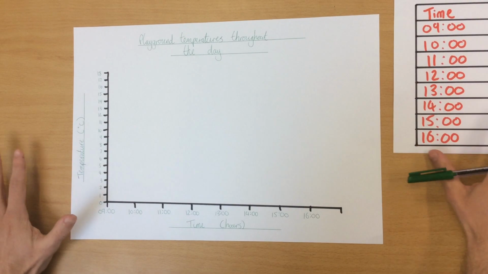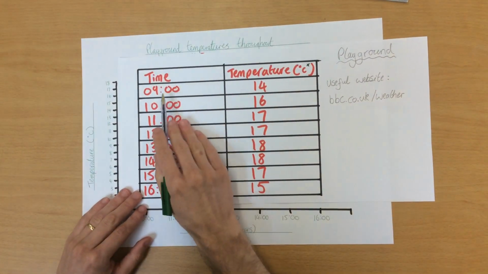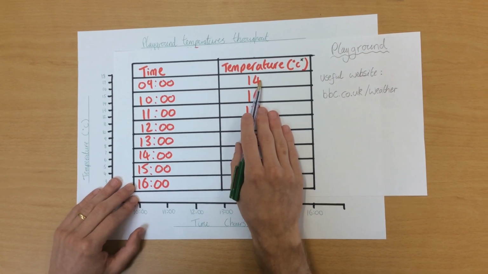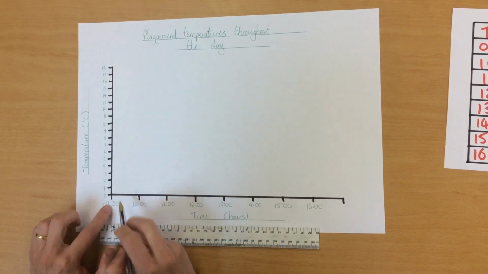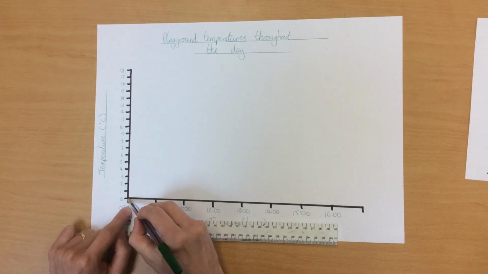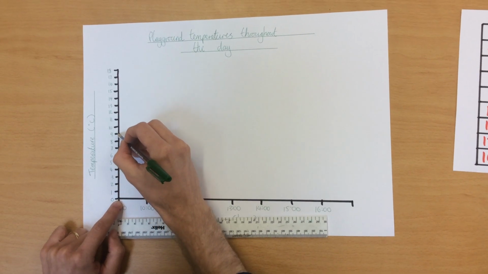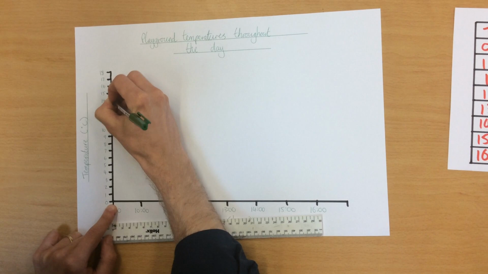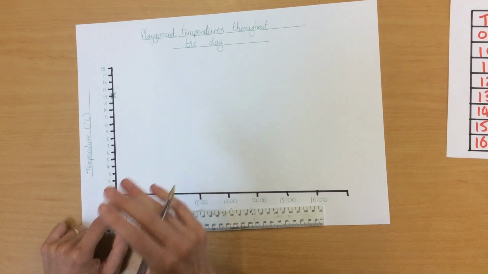Right, now you've set up your table, it's time to actually plot some of your data. So first of all, at 9 o'clock, according to this, the temperature in the playground was 14 degrees Celsius. Right then, so I'm going to get my ruler. 9 o'clock is right here on this line, actually on the y-axis itself. And I need to go up to 14 degrees Celsius. 1, 2, 3, 4, 5, 6, 7, 8, 9, 10, 11, 12, 13, 14. I'm going to put a big X there. Okay, my X needs to be on the line. Okay, that's very important, it has to be on the line.